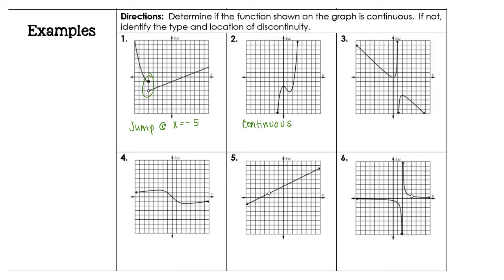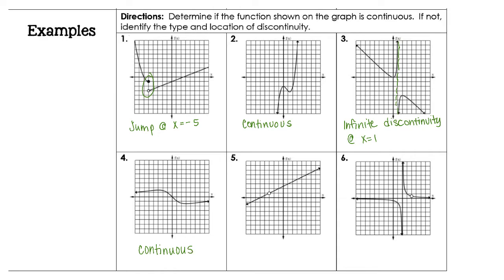Number 3 definitely is not continuous. And notice right through here, it almost looks like we have an asymptote there. So this is going to be an infinite discontinuity. And it's an infinite discontinuity at, it looks like, x equals 1. Right? And number 4 appears to be continuous. There are no holes or breaks in it.